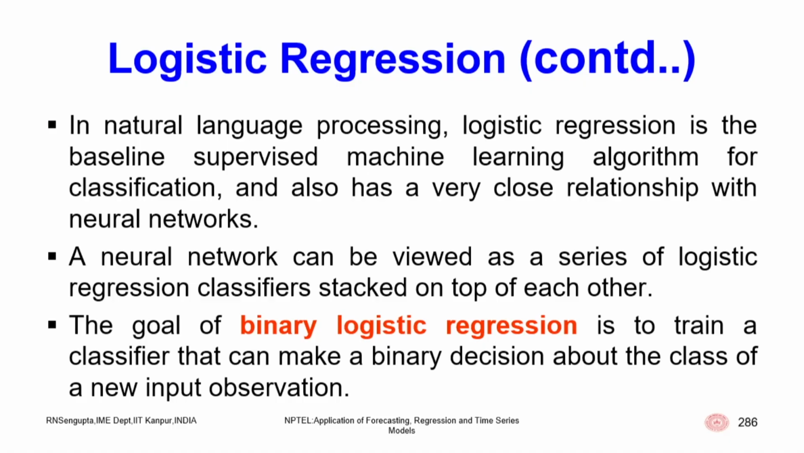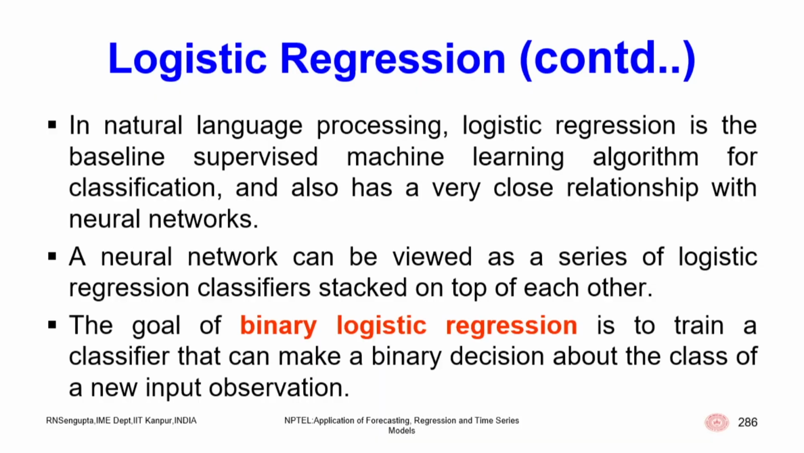So, let me continue reading it. In natural language processing, logistic regression is the baseline supervised machine learning algorithm for classification and also has a very close relationship with neural networks, because neural networks, which you remember, or someone remembers if you have done it, have nodes, the connectivity, the layers, hidden layers, depending on the transfer function, depending on the probabilities. So, this neural network and logistic regression would basically be not a mirror image of each other, but they give a lot of information from the logistic one and how you can build up the neural network.